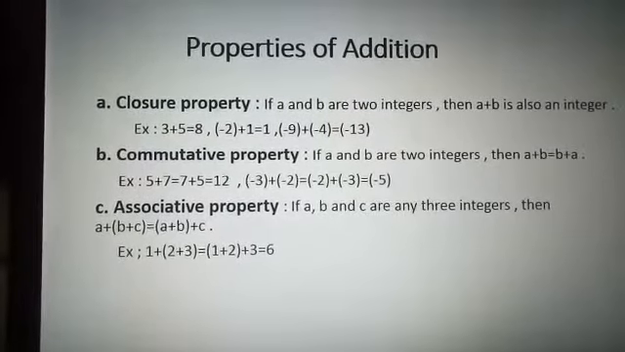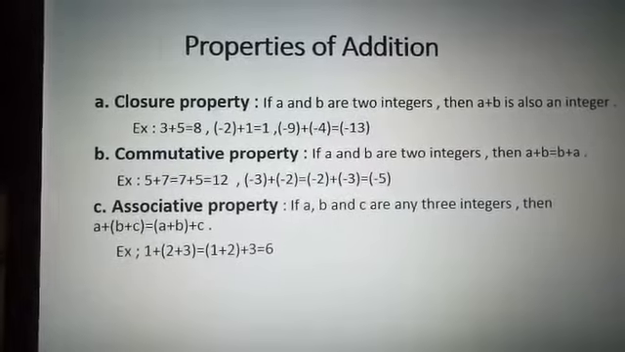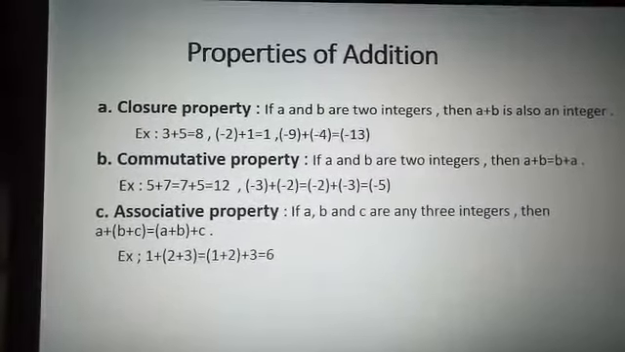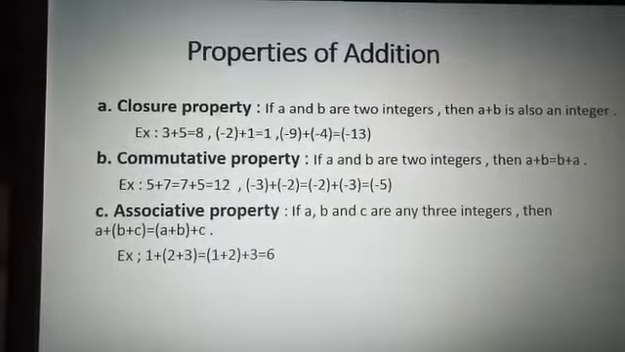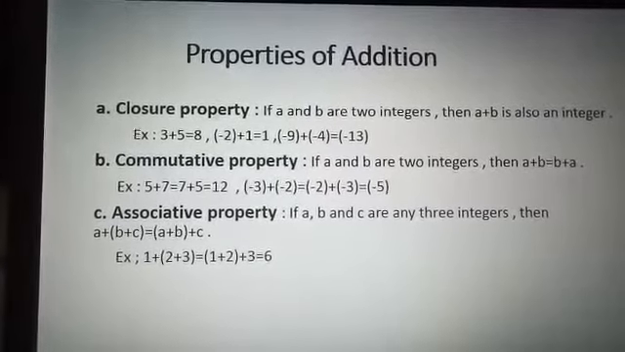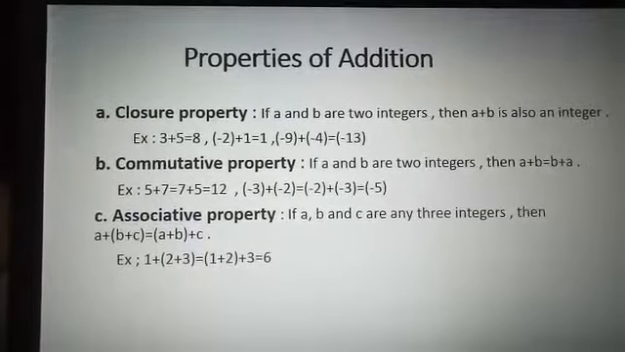Now see the first example. 1 plus in bracket 2 plus 3, which is equal to in bracket 1 plus 2 plus 3. Now see both the equations, that means left hand side and right hand side. You will get the answer as 6. So the associative property holds.